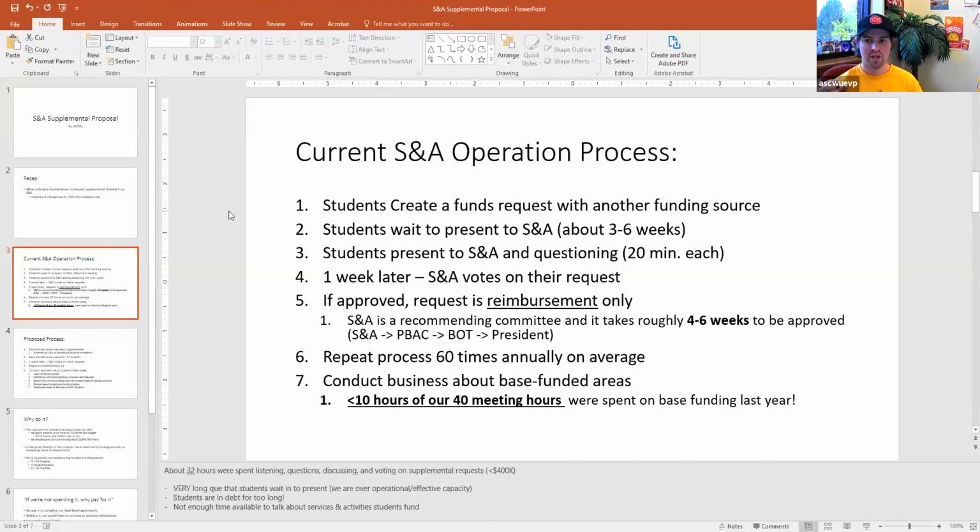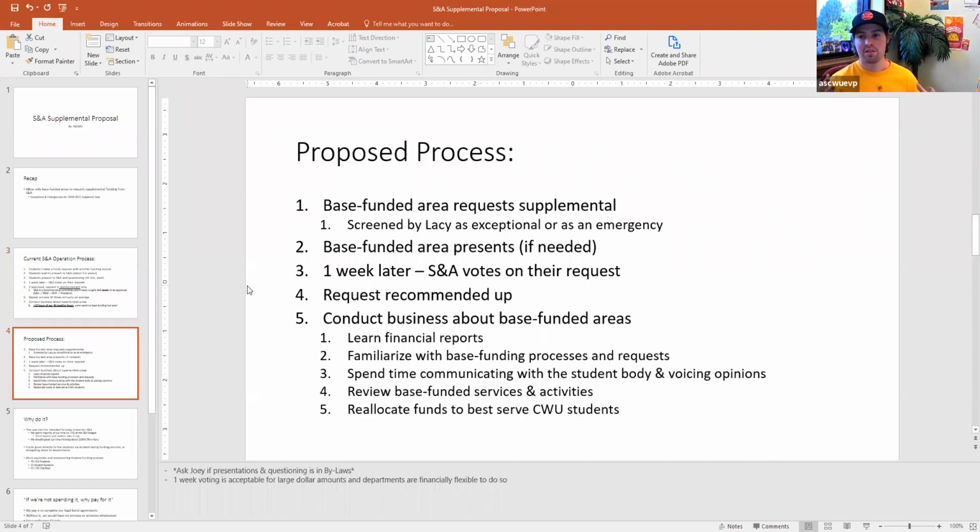Putting that into more perspective, our whole base-funded budget takes up $7.1 million, and we were spending 32 out of 40 hours on less than $400,000. So $7.1 million to less than 400K. I just wanted to point out that this is the system we're operating in as is. And my proposed process is what I deem to be less stressful on the students as well as our committee.